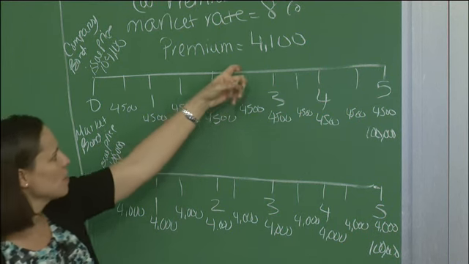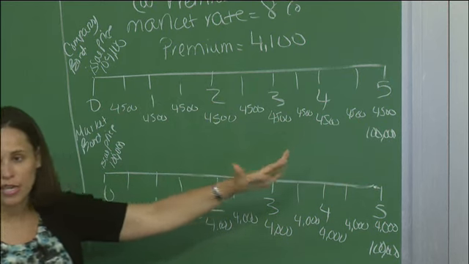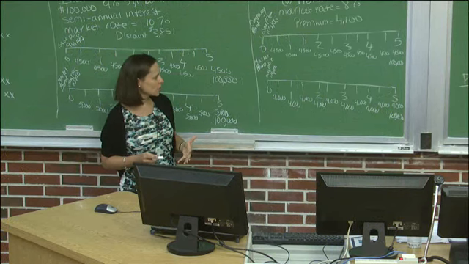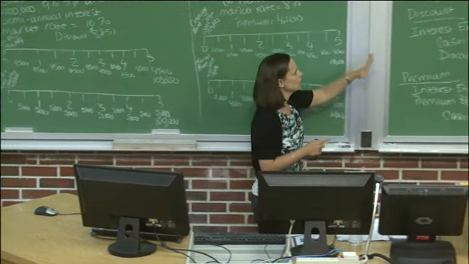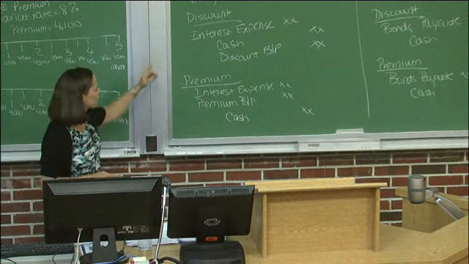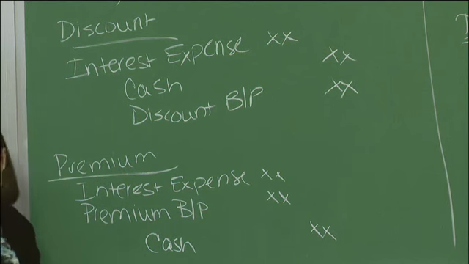So again, we have to come up with a way to take this $4,100 and allocate it over each interest period, and therefore decrease the amount of interest expense that we record each period. Here are the entries that we're going to record on each interest period. For our discount, we debit interest expense. That should be clear, because this is an expense. We debit it, and that decreases our retained earnings. We credit cash because we're paying cash on our interest dates.